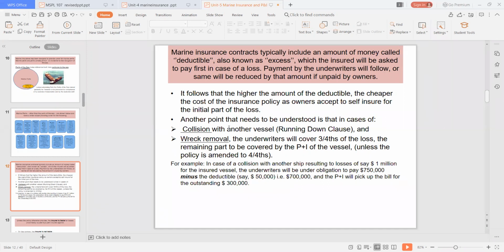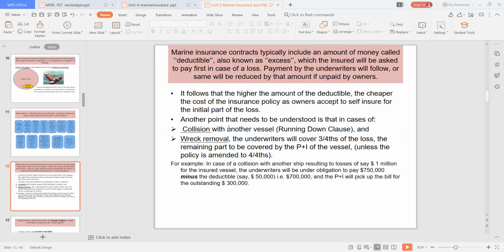Another point that needs to be understood: in cases of collision with another vessel, already people know the running down clause and wreck removal, the underwriters will cover 3/4 of the loss. The remaining part is to be covered by the fleet side protection and indemnity, unless the policy is amended.